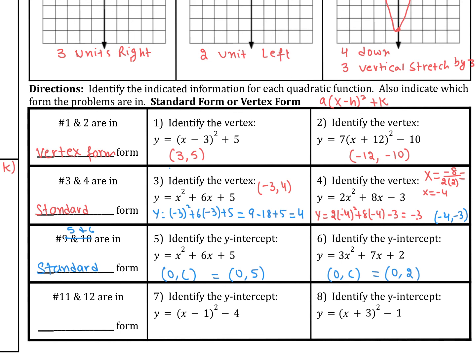Number 7 and 8, for this one you're going to find the y-intercept. To find the y-intercept, you're going to set x equal to 0. So 0 minus 1 squared minus 4 is negative 1 squared minus 4, and that's 1 minus 4, so that's negative 3. In this case it is 0 plus 3 squared minus 1, 9 minus 1 is 8. It is given in the form of vertex, so it's vertex form.